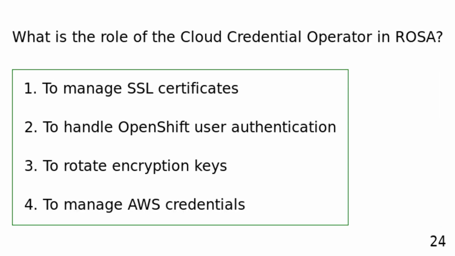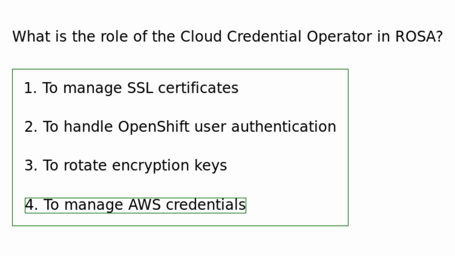What is the role of the cloud credential operator in ROSA? To manage SSL certificates. To handle OpenShift user authentication. To rotate encryption keys. To manage AWS credentials. The cloud credential operator in ROSA manages and rotates AWS credentials, ensuring secure access to AWS resources.